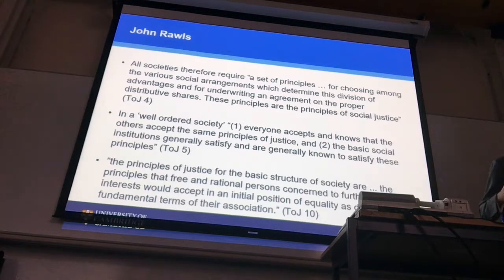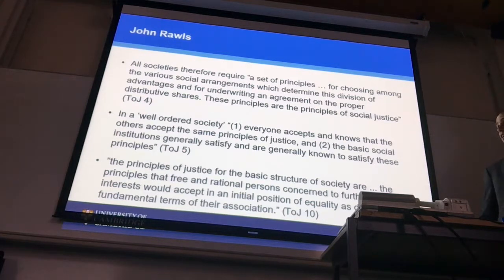So from these very basic, quite definitional points, Rawls gets this conclusion that the principles of justice of society, let's not worry about the basic structure, you will find out about that in due course, are the principles that free and rational persons concerned to further their own interests would accept in an initial position of equality as defining the fundamental terms of these associations.